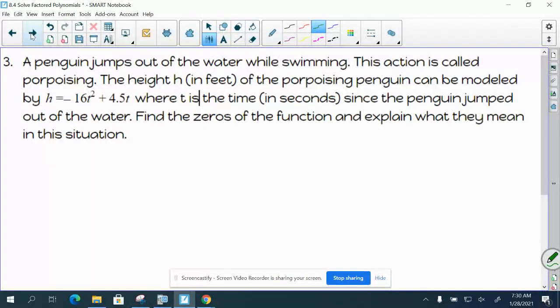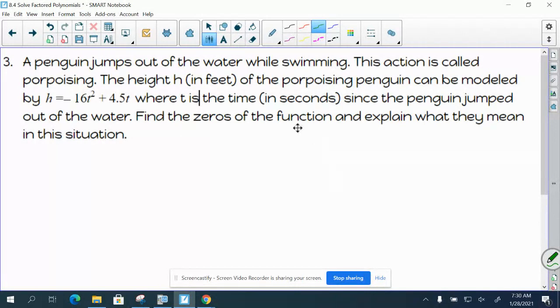All right, how about a penguin? So a penguin jumps out of the water while swimming. The action is called porpoising. The height of the penguin can be modeled by that equation. So they're telling us the initial velocity of the penguin then would be 4.5 feet per second. And then where t is the time since the penguin jumped out of the water. Find the zeros of the function and explain what they mean.